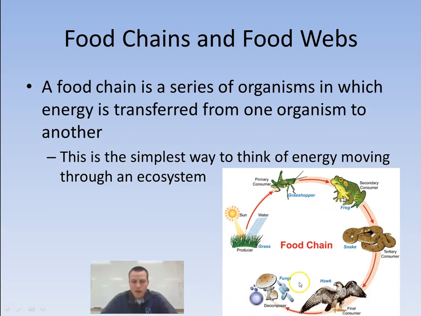Okay, so this is something that you've probably seen before. This is a food chain. A food chain is a series of organisms through which energy is transferred from one organism to the next. And it's a continuous cycle here. And this is the simplest way to think of energy moving through an ecosystem.